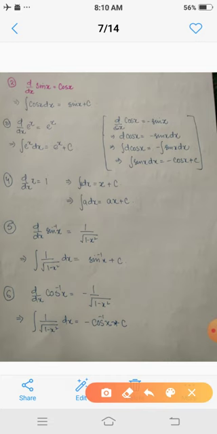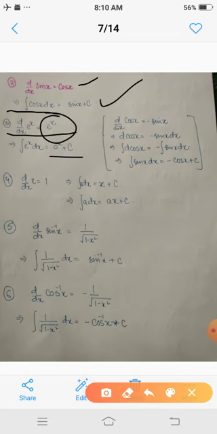We know that the differentiation of sine x is cos x, which implies by the definition of indefinite integral that the integral of cos x with respect to x is sine x plus c. Now the third one: differentiation of e raised to power x is e^x, which implies that the indefinite integral of e raised to power x dx is e^x plus c.